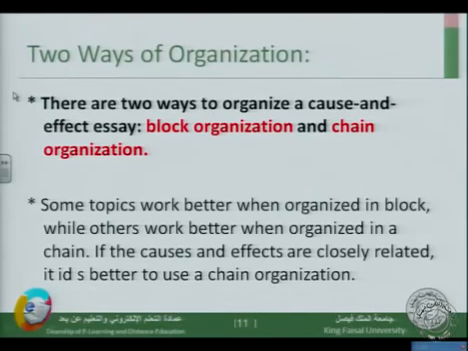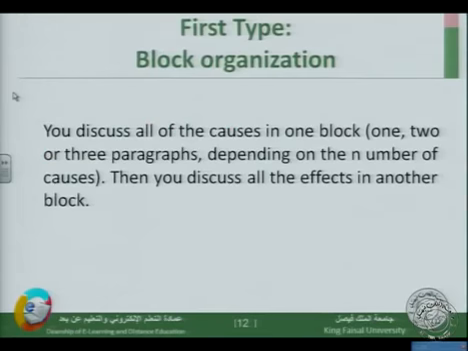Some topics work better when organized in a block, while others work better when organized in a chain. If the causes and effects are closely related, it would be better to use a chain organization. We will now talk in depth about each kind of organization. So, what are the two ways of organization? Let us discuss it now. The first type, block organization.